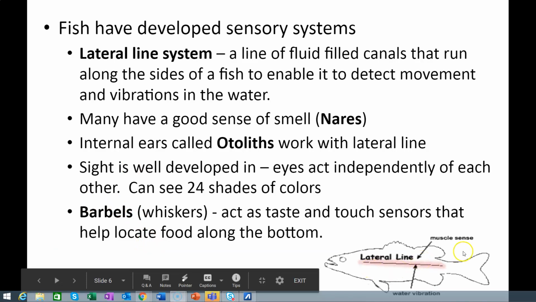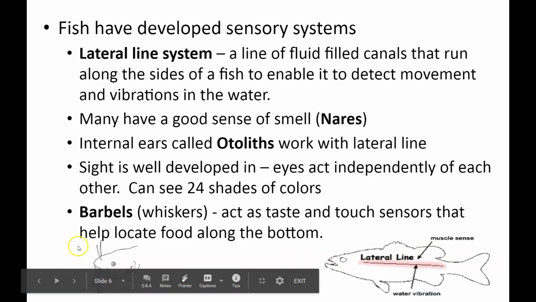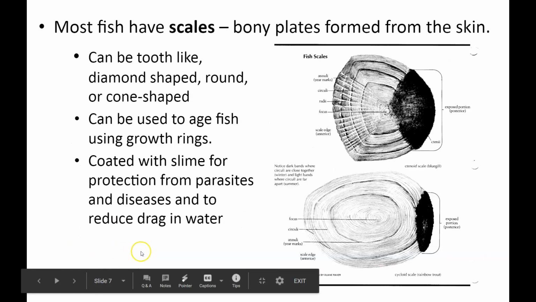So here we see the lateral line of the fish. That is what we're speaking of, those canals. So we're looking at lateral lines. All right. Also see here the catfish barbels. And we're moving on apparently to scales.